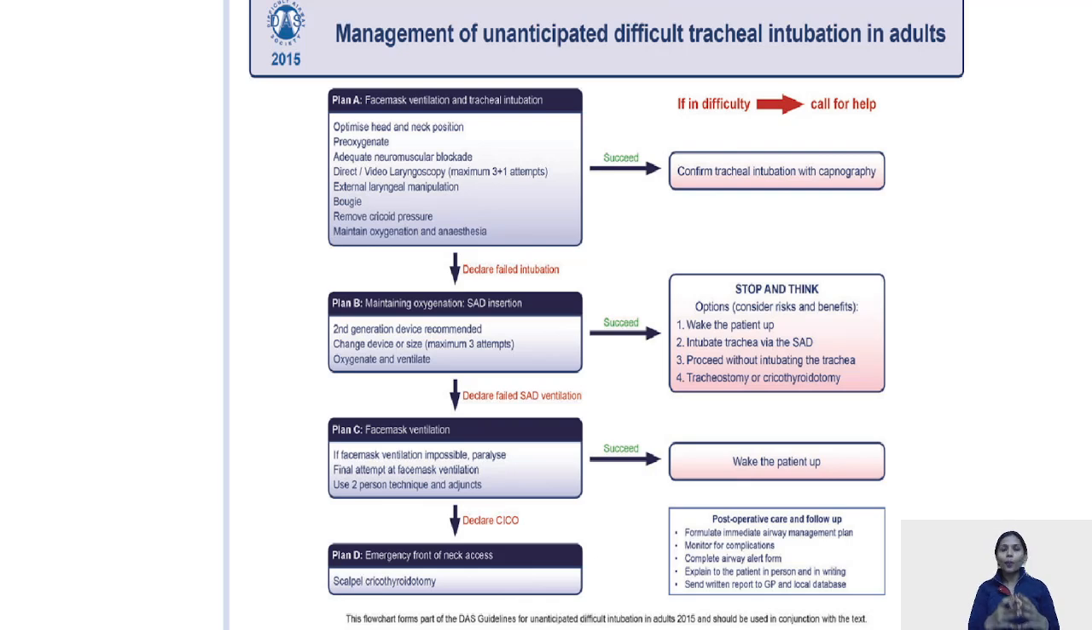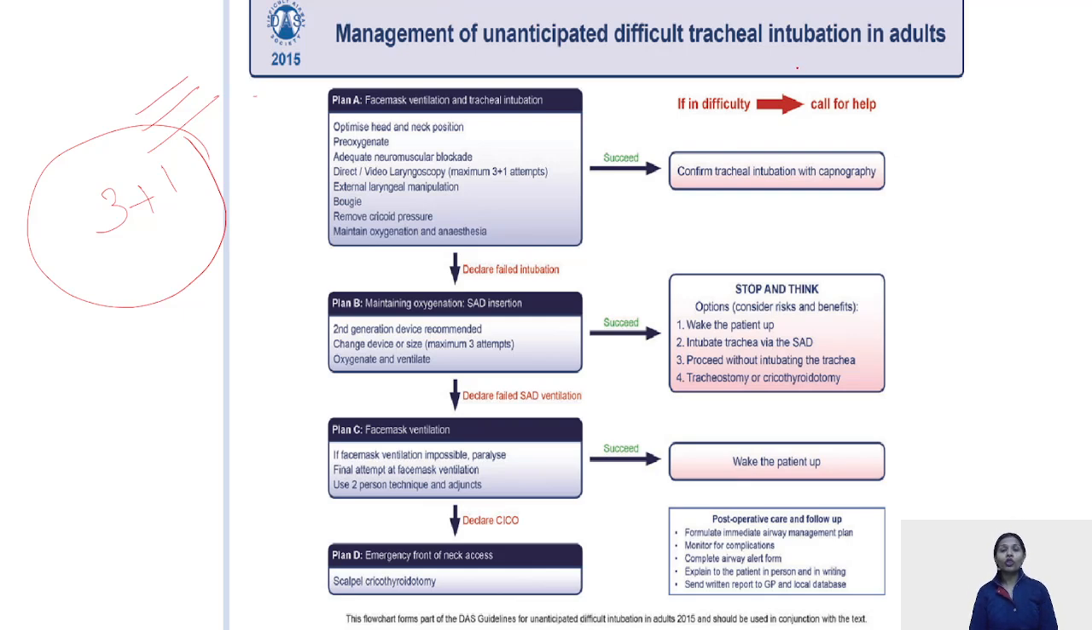The first thing is we optimize the head and the neck position. We pre-oxygenate the patient. We give adequate neuromuscular block to the patient. Then we take at least 3 plus 1 attempts. This is what you have to remember. The maximum number of attempts given for intubating the patient in plan A is 3 plus 1. Three attempts can be given by the person concerned and 1 attempt has to be given by a senior professional.